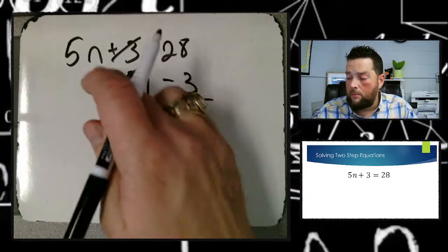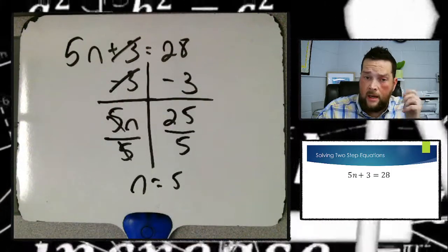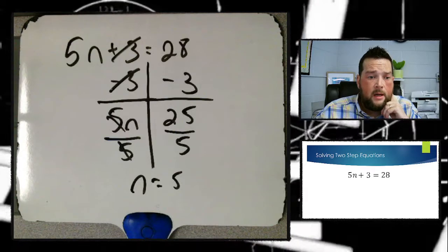Now we could go back up here and plug it in. 5 times 5 for 5n would be 25, plus 3 is 28, all right, and 28 equals 28, so we know we've got the right answer.